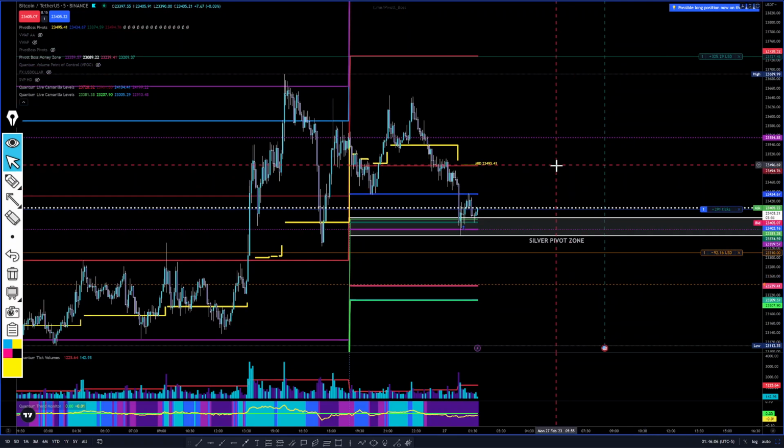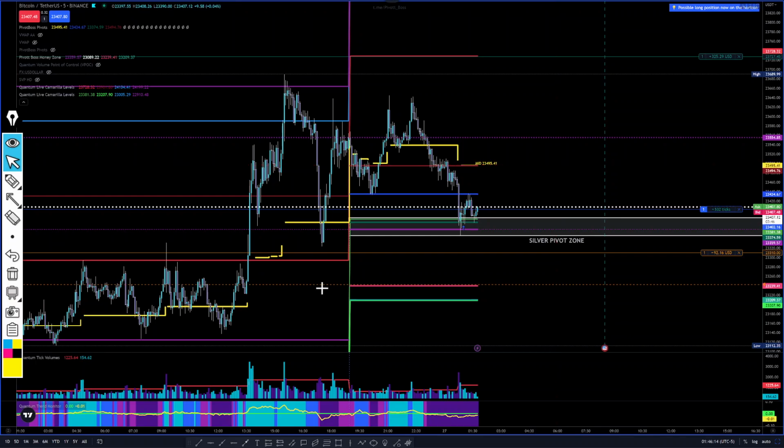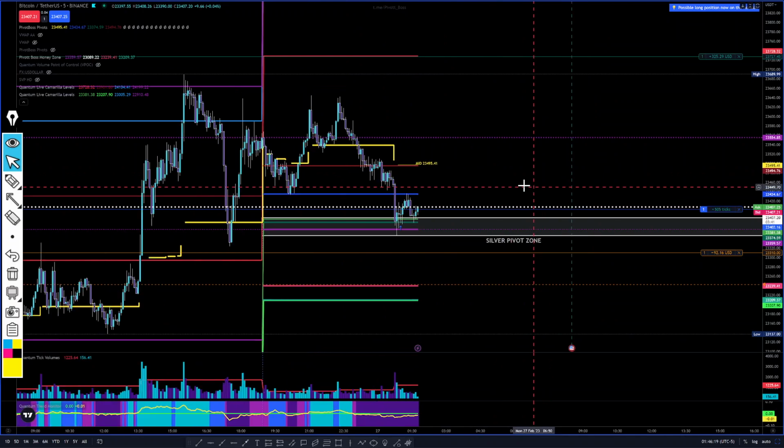So there's always three scenarios in a trade. It could either go bullish, it could go bearish, or it could just go sideways. So either one of those could happen today or overnight.